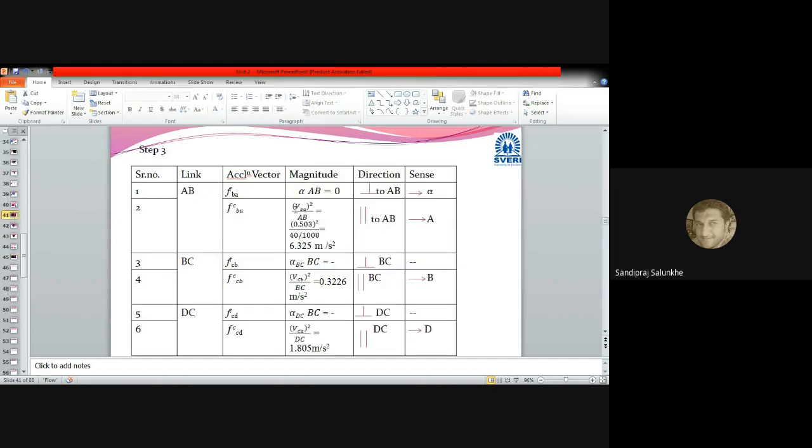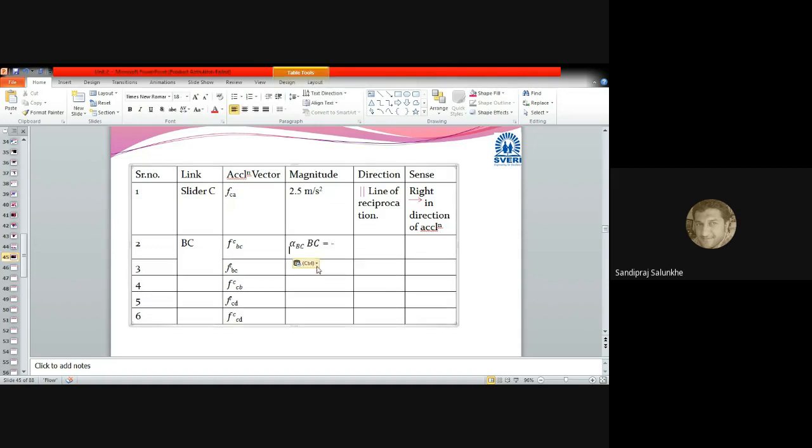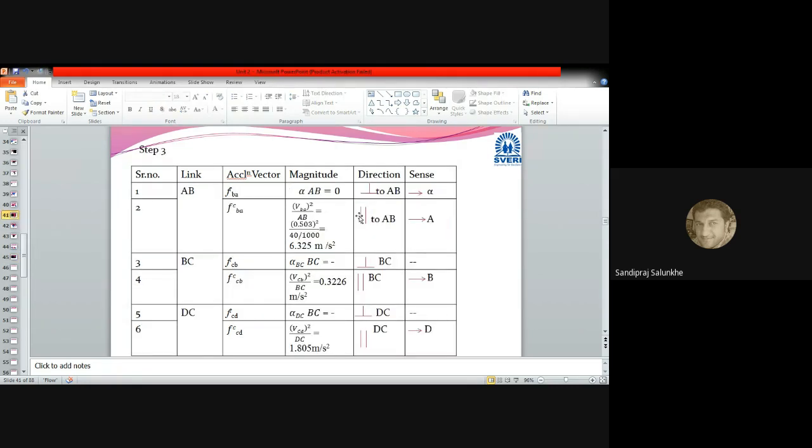Centripetal component is... what is its formula? Alpha into BC. We know the length of BC, but alpha of BC we don't know yet. Yes, so its magnitude will be dash. How are the centripetal components drawn? Towards the center of rotation. Right, its sense is correct.